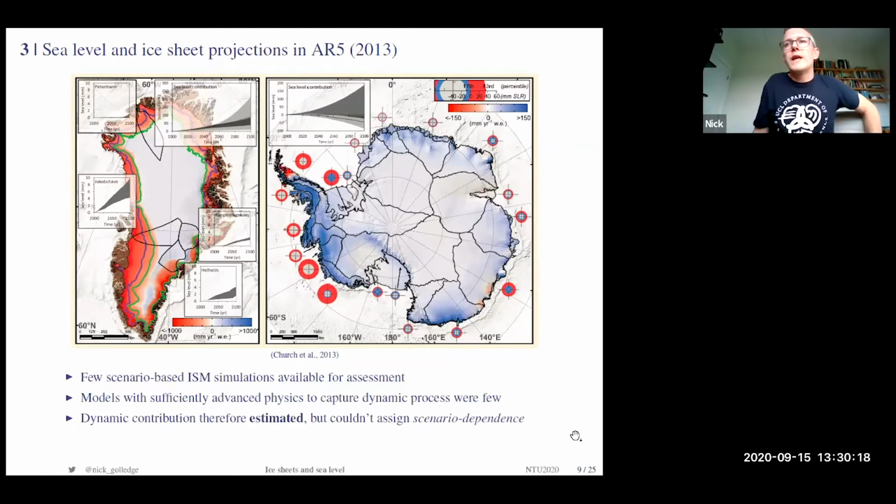So when it came to assigning a dynamic component to the projections, these were essentially estimated, and nobody really knew whether those estimates were scenario dependent or not. So this triggered a big community effort.